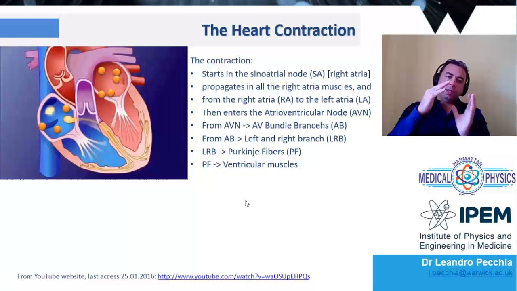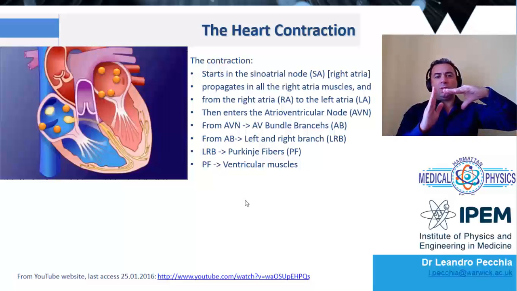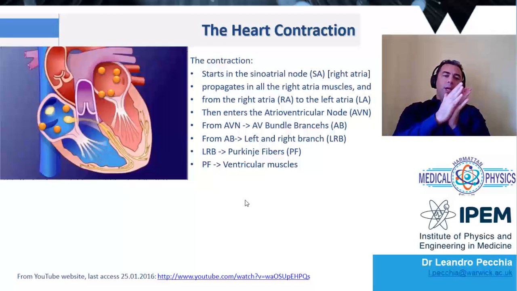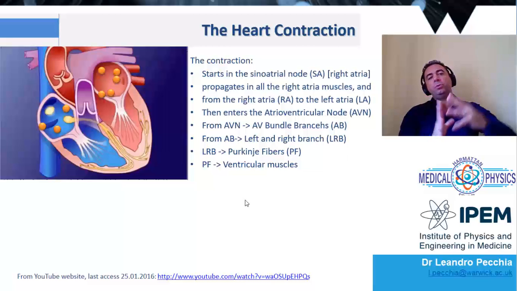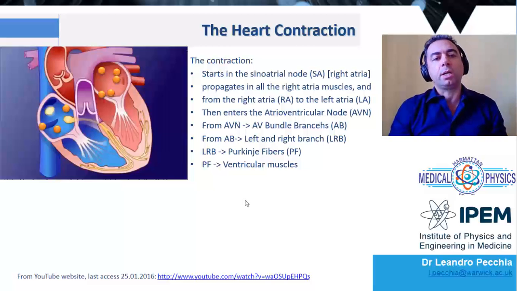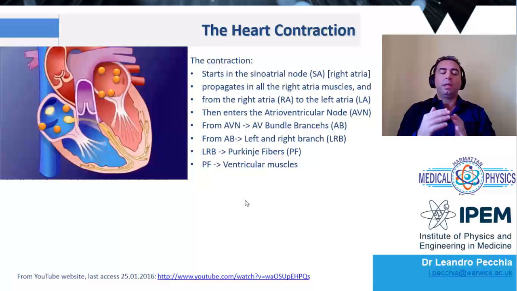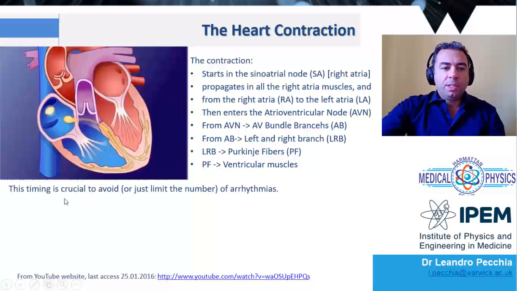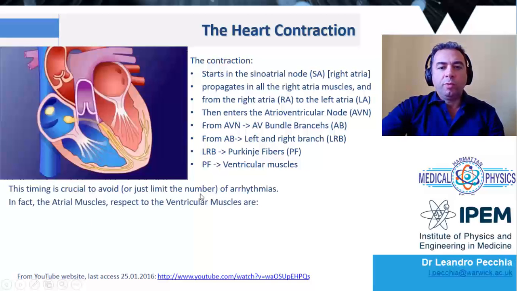So this synchronism in the contraction is really important. In the ventricle from the bottom to the top, and in the atria from the top to the bottom. And this is the best possible way, or this is the way our heart evolved, in order to maximize the ejection of blood through the valves. I think I described this here, so this timing is crucial to avoid arrhythmias, which is one of the consequences.